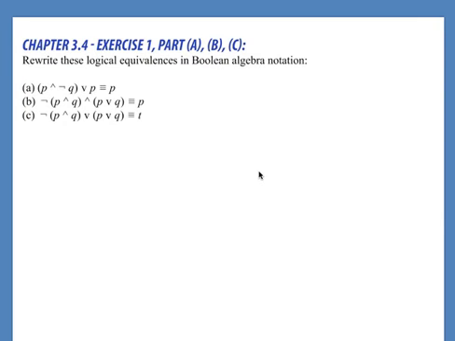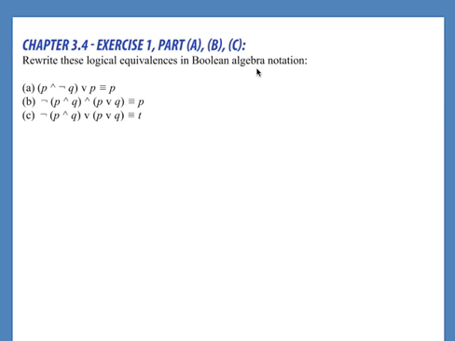Okay, I'm going to be going over chapter 3.4, exercise 1, parts A, B, and C. This problem says, rewrite these logical equivalences in Boolean algebra notation. And here are the logical expressions, and we're going to have to make them into Boolean algebra notation.